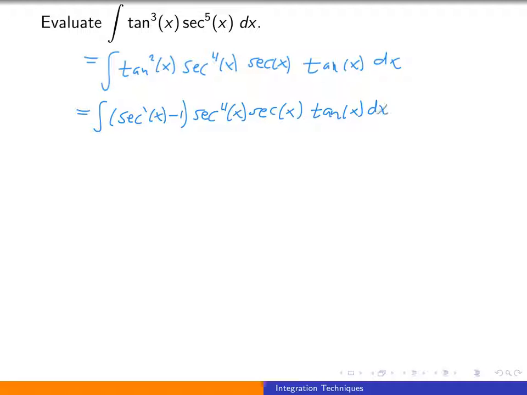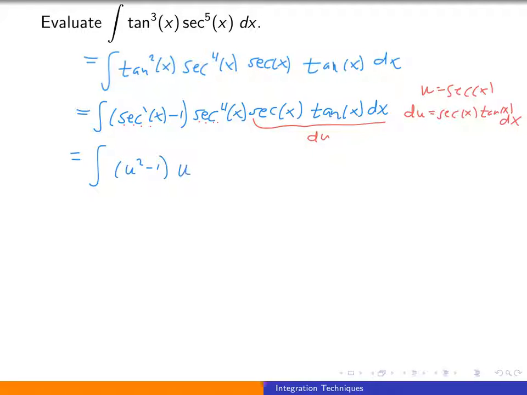And now we are in this ideal situation where, exactly as we suggested, we can let u be secant so that the du is going to be secant tangent dx. So in terms of our integrand, we have du, then each of the secants that we see here will become u's. So very nicely, this turns into the integral of u squared minus 1 times u to the fourth du.